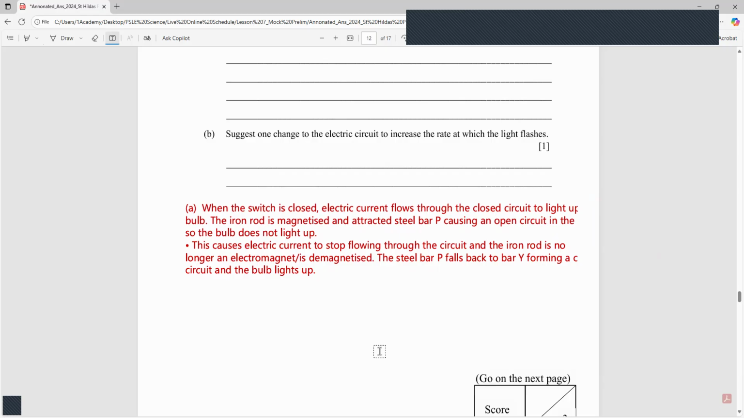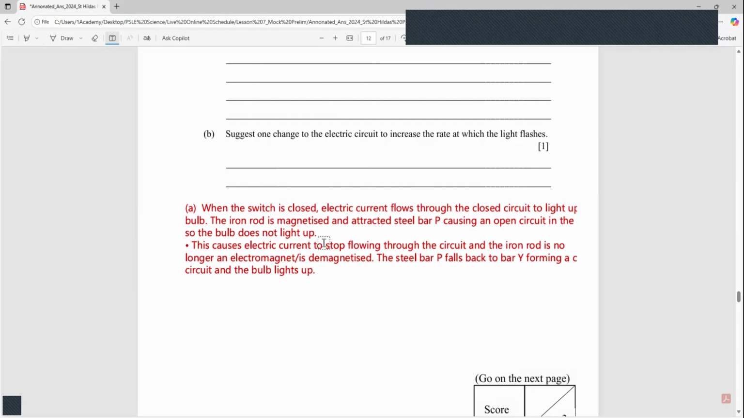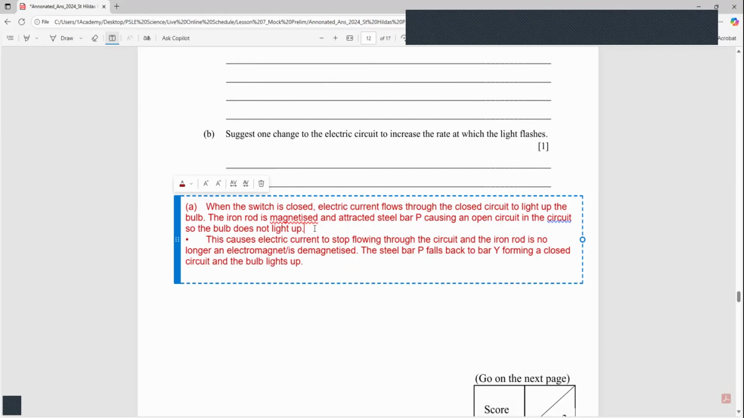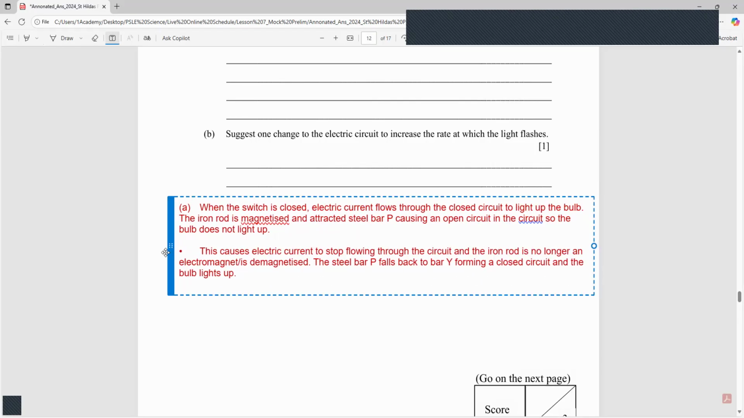The iron rod is no longer an electromagnet. I say it's demagnetized. Oh, the steel bar falls back to the bare wire, forming a closed circuit, and the bulb lights up. So this one is quite tedious. I split this up to let you see it easier. So it turns on and off.